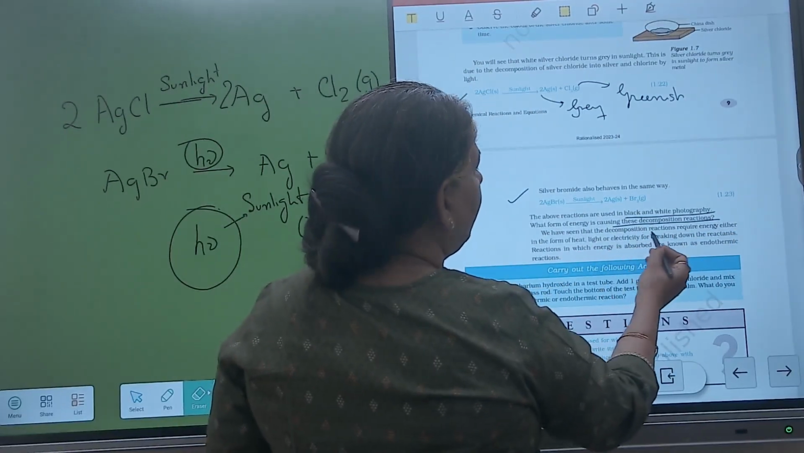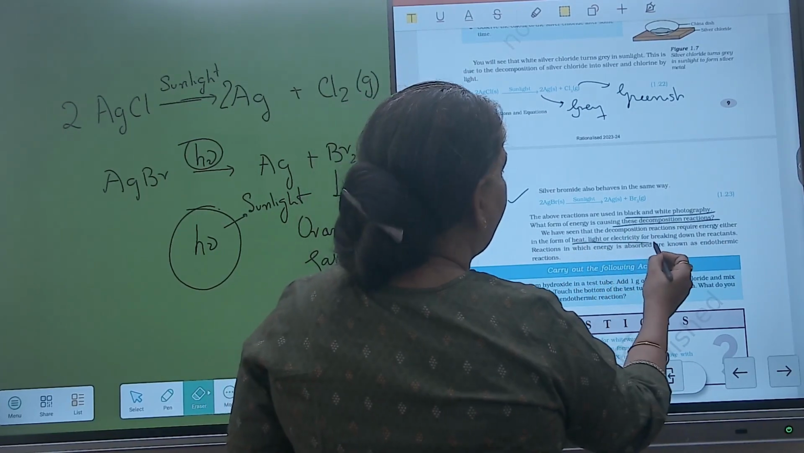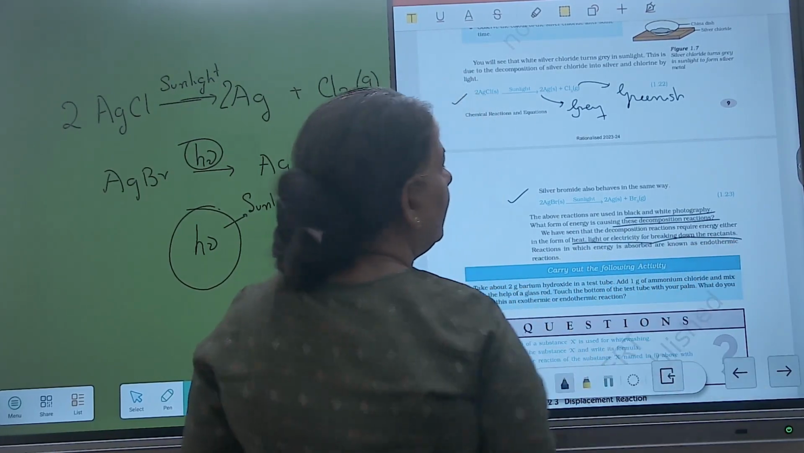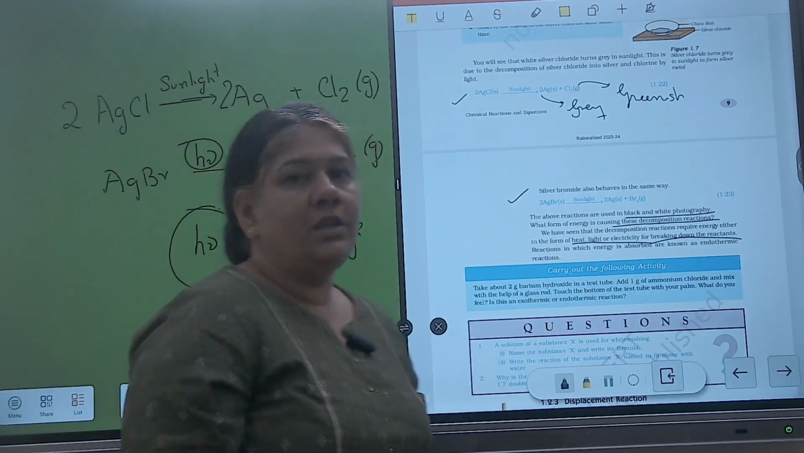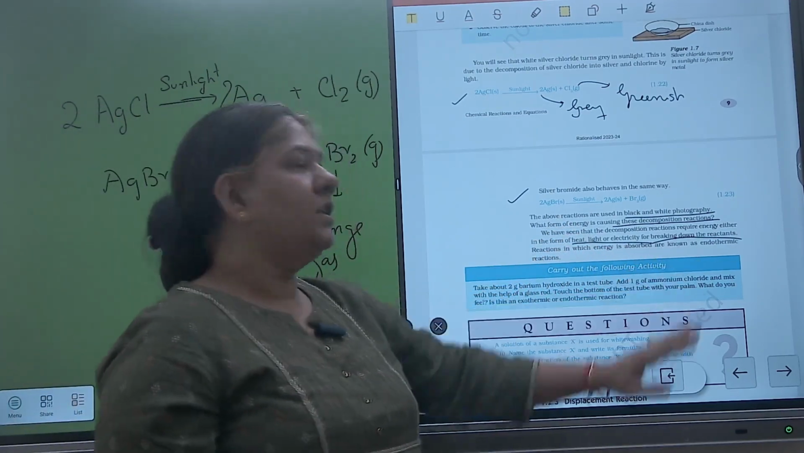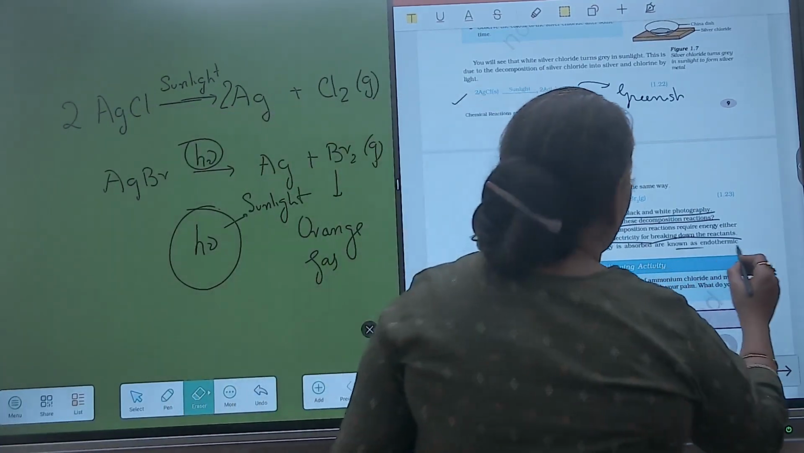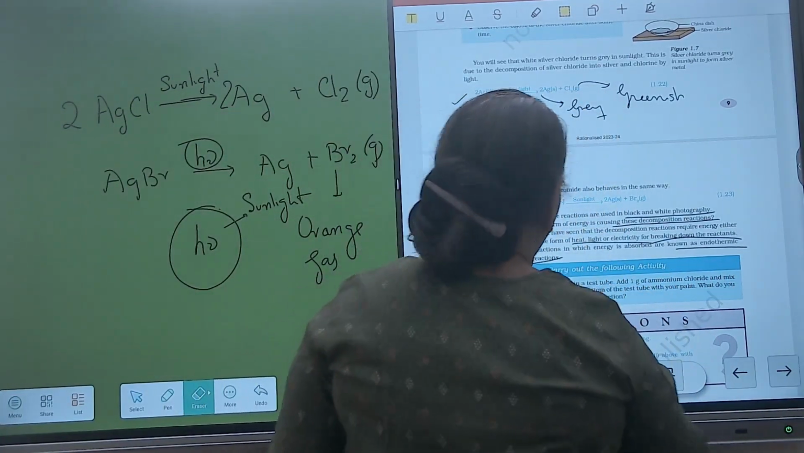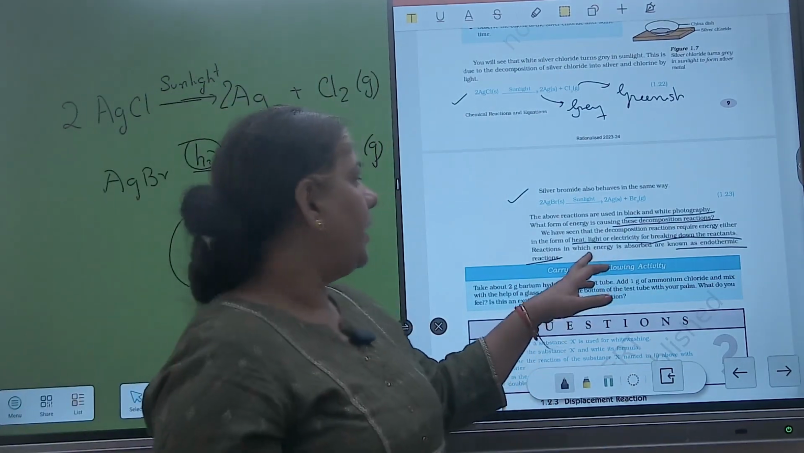So we have seen that decomposition requires energy in the form of heat, light or electricity for breaking down the reactants. We are supplying energy in these three forms. A reaction in which energy is absorbed is called an endothermic reaction. So all decomposition reactions are endothermic because we are supplying heat to the reaction.